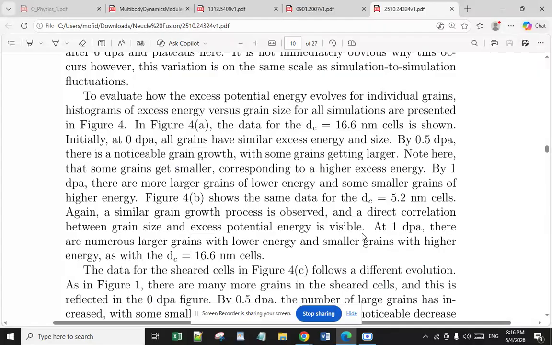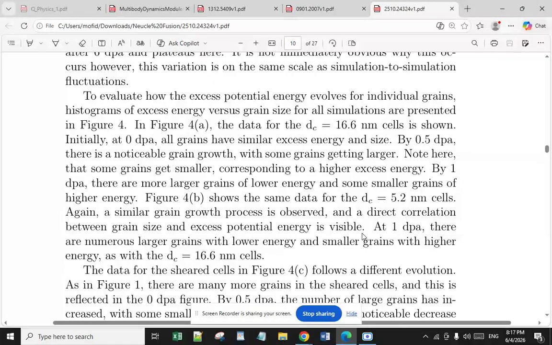To evaluate how the excess potential energy evolves for individual grains, histograms of excess energy versus the grain size for all simulations are presented in Figure 4. In Figure 4a, the data for the DC equals 16.6 nanometer cells is shown, run initially at 0 dPa. All grains have similar excess energy and size. By 0.5 dPa, there is a noticeable grain growth, with some grains getting larger. Note here that some grains get smaller, corresponding to a higher excess energy. By 1 dPa, there are more larger grains of lower energy and some smaller grains of higher energy.